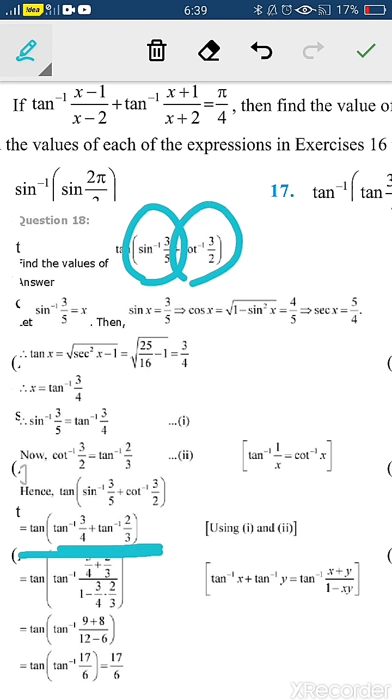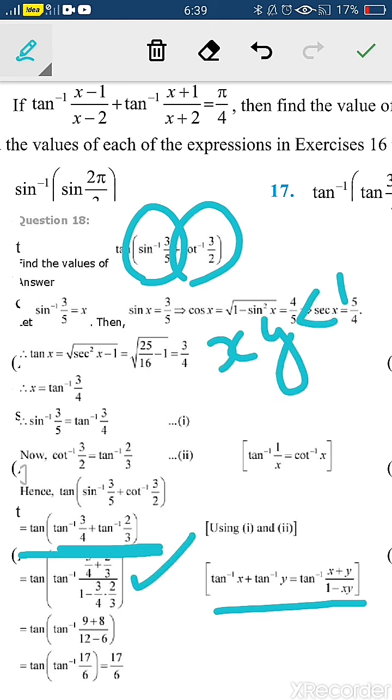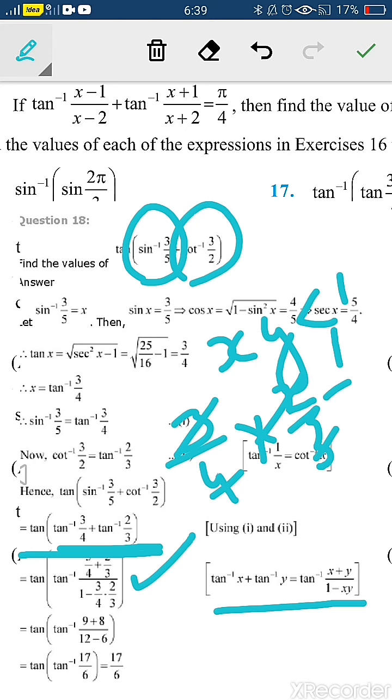This becomes tan inverse x plus tan inverse y, and we have done so many questions regarding this formula, so we will apply the value. First we need to check whether xy is less than 1 or not. Let us check. 3 by 4 into 2 by 3, right? Cancels, it becomes 1 by 2. So this is less than 1. So applying the formula, you will get the answer as 17 by 16.